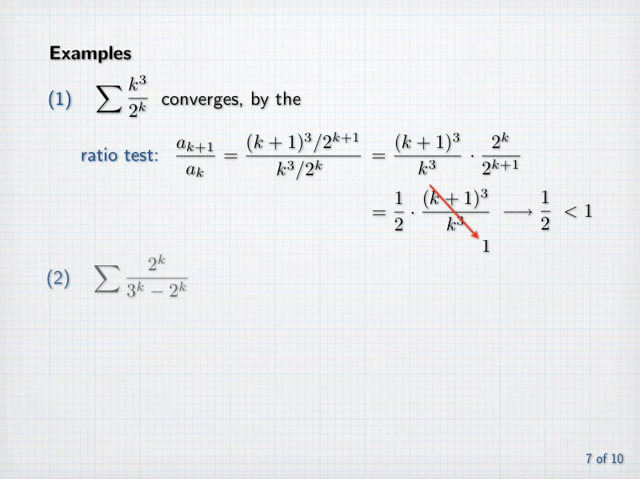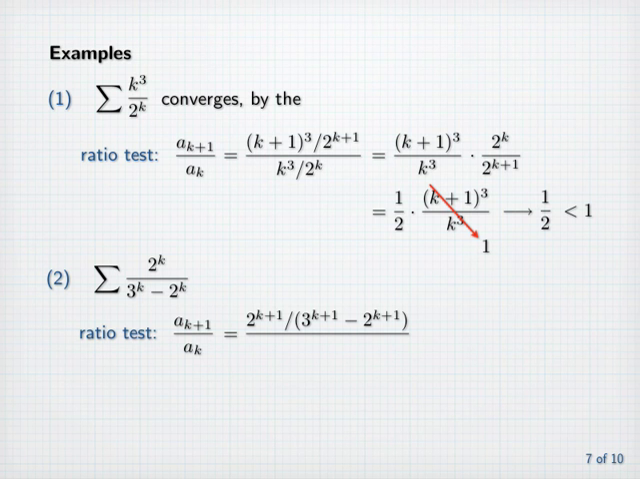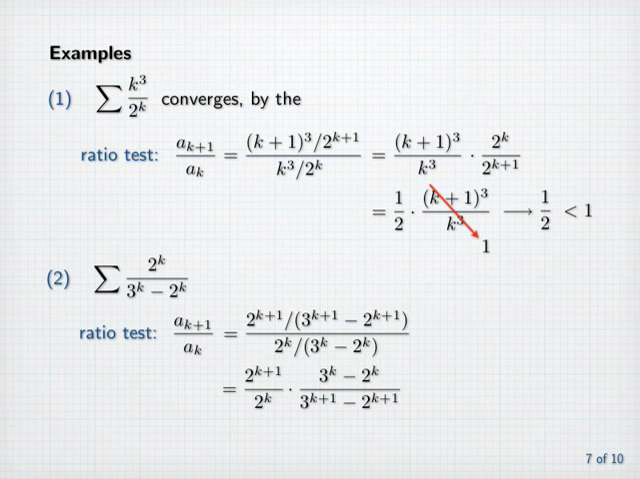Another example. Let's determine whether the sum of 2 to the k divided by 3 to the k minus 2 to the k converges or diverges. We'll use the ratio test. A sub k plus 1 divided by a sub k here equals 2 to the k plus 1 divided by 3 to the k plus 1 minus 2 to the k plus 1, all divided by 2 to the k over 3 to the k minus 2 to the k. This is equal to 2 to the k plus 1 over 2 to the k times 3 to the k minus 2 to the k divided by 3 to the k plus 1 minus 2 to the k plus 1.